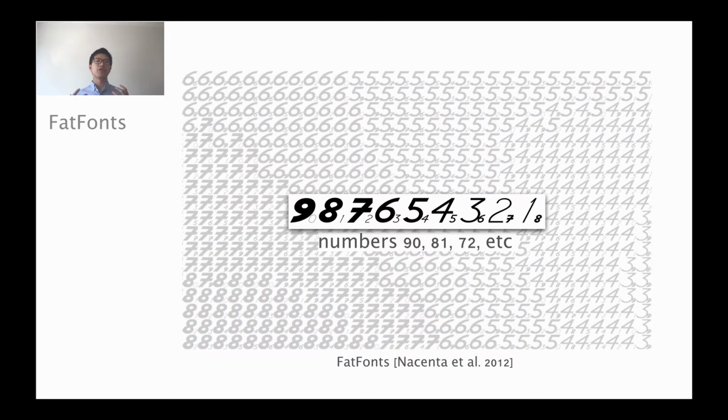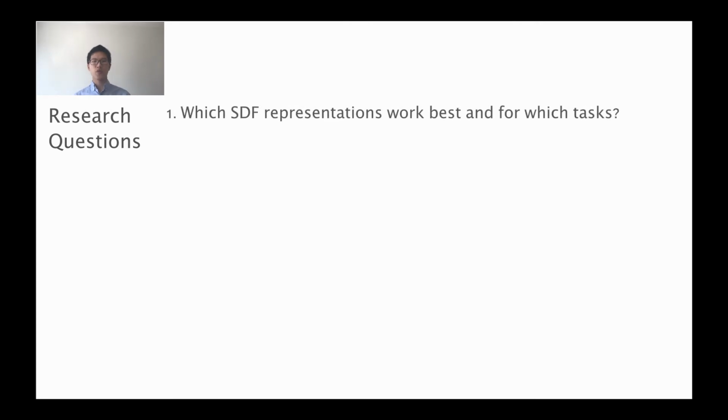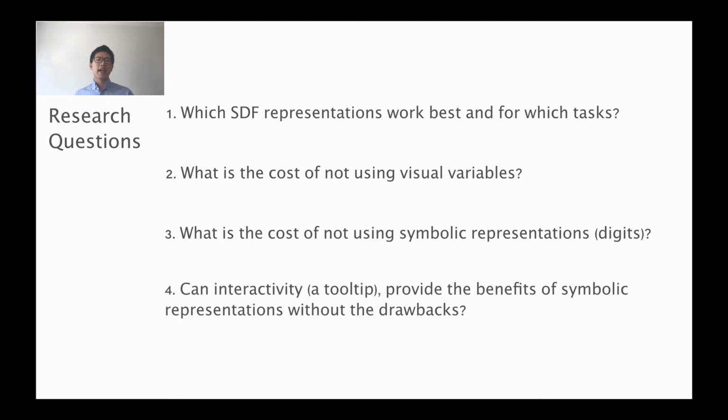With all these alternatives out there, we're seeking to answer the following questions. First, which scalar data field representation works best and for which tasks? And what is the cost of not using visual variables, for example, ink or color? And what is the cost of not using symbolic representation like digits? Lastly, can interactivity provide the benefits of symbolic representation without the drawbacks?